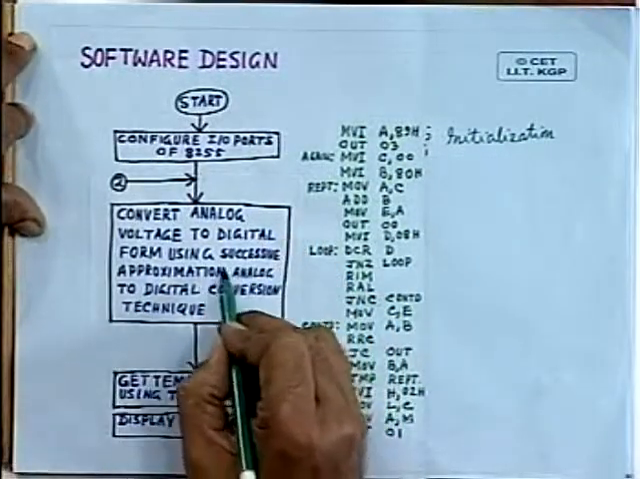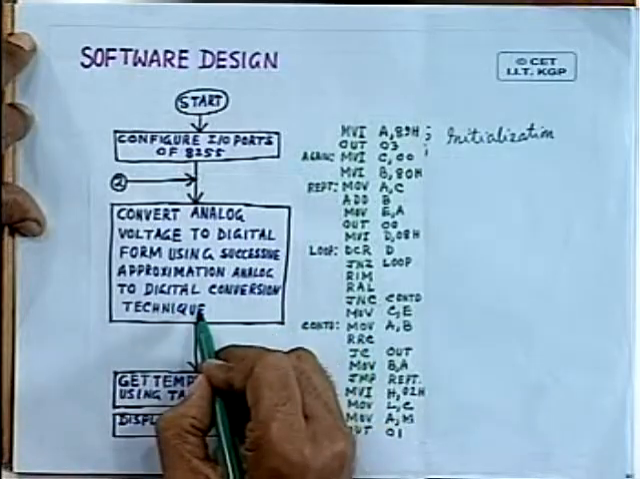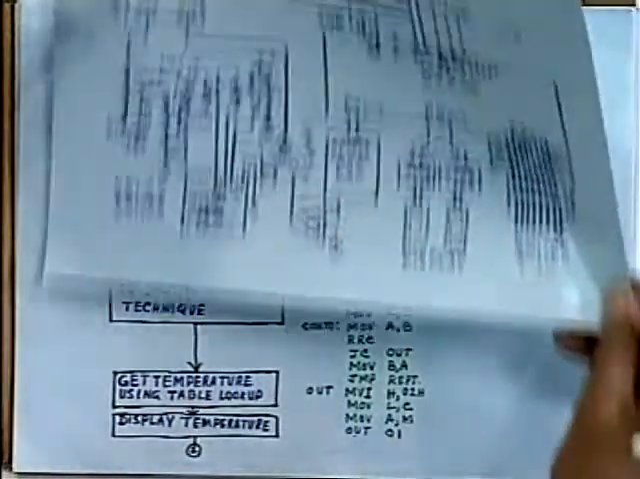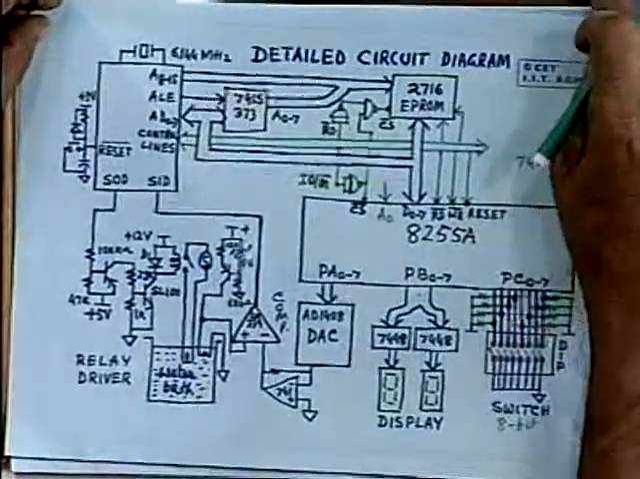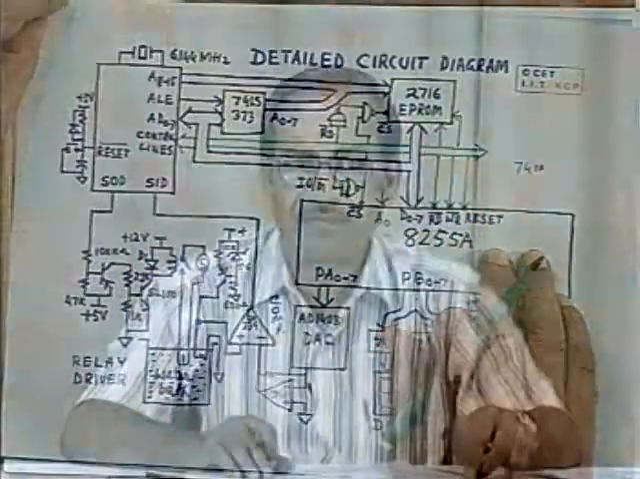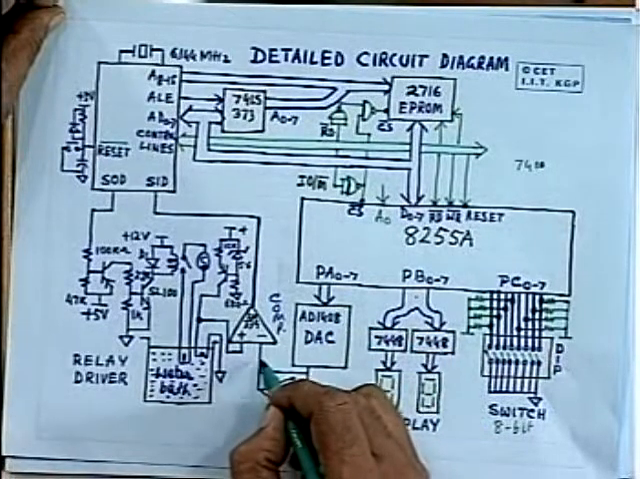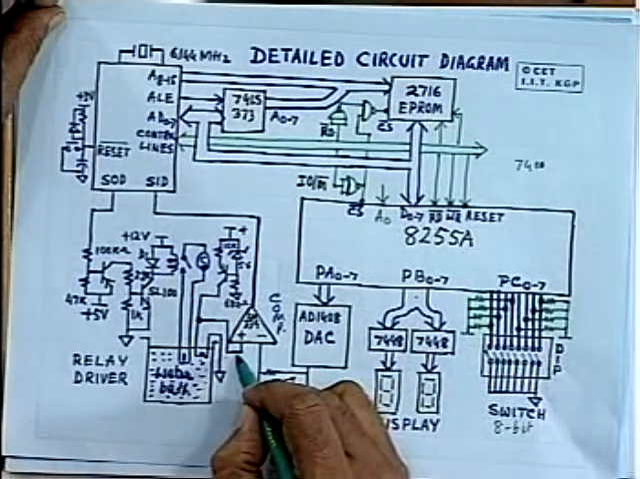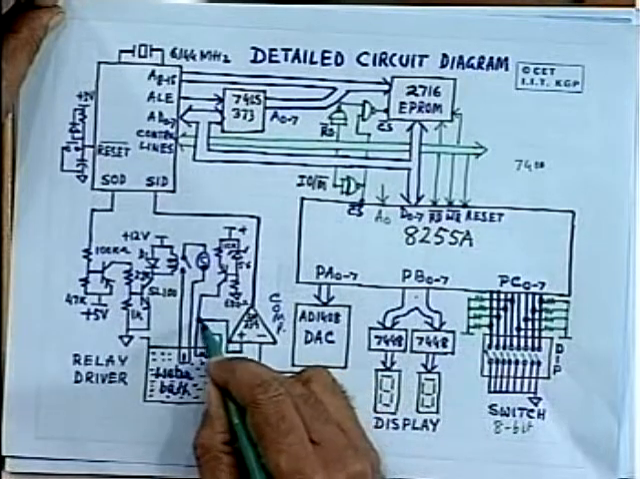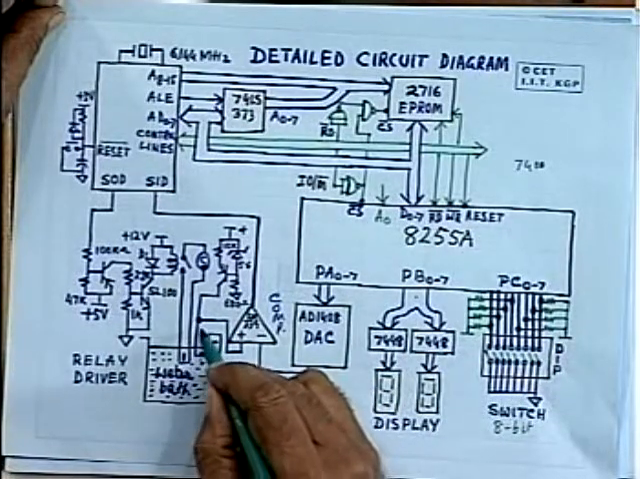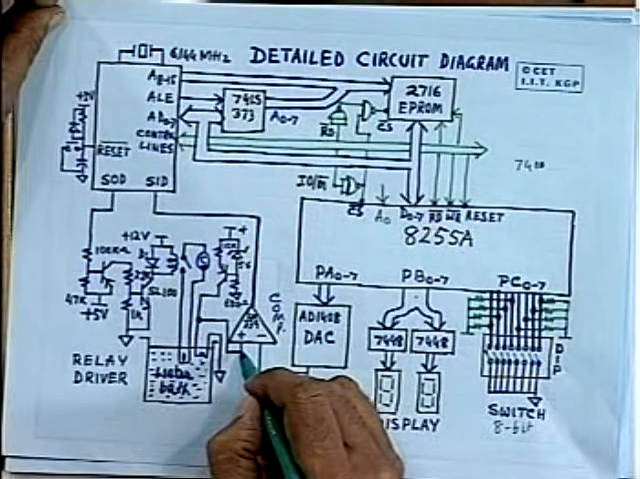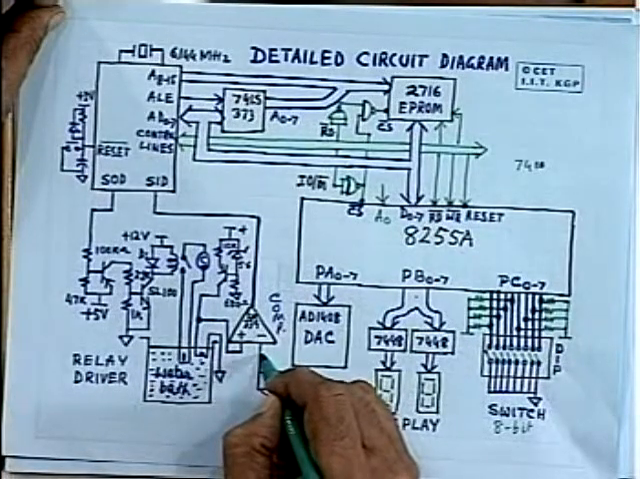Here we have used the successive approximation algorithm, which is essentially based on binary search. First, the most significant bit of this port is made high, and a corresponding analog voltage is generated here. This is compared with the analog voltage which is generated at the output of this thermistor. If this voltage is less and this is more, then the output is 0.